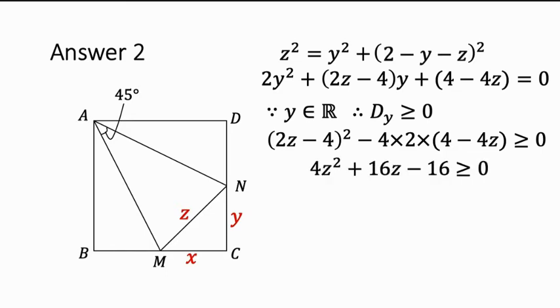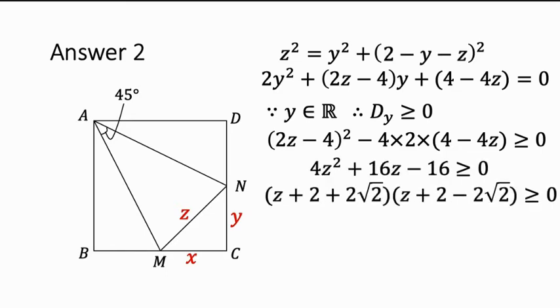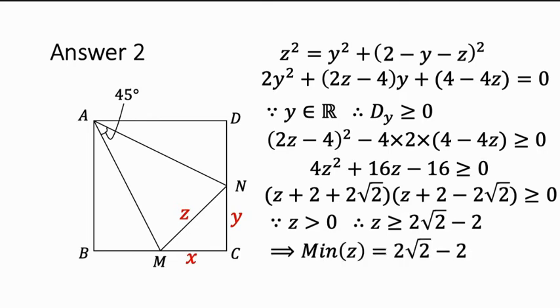From this, we can get the equation like this. Notice that because z is a length, this means that z must be greater than 0. So z must be greater or equal to 2 times the square root of 2 minus 2. This means that the minimum of z will be 2 times the square root of 2 minus 2.